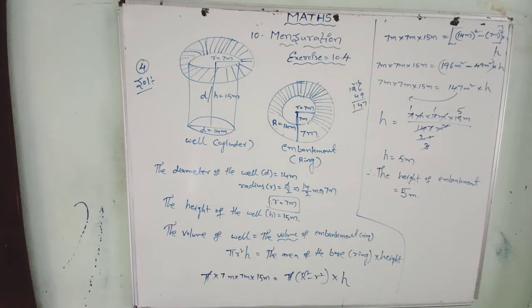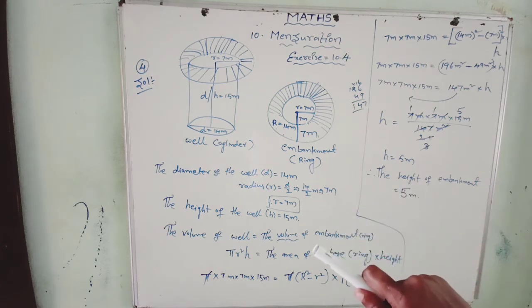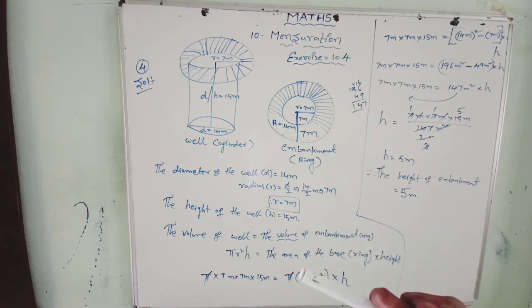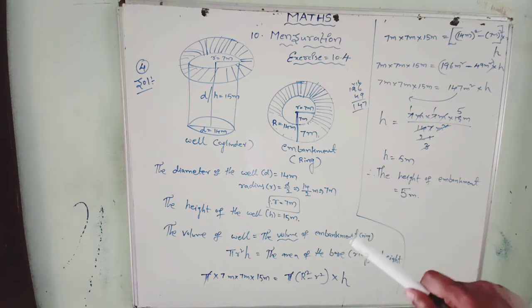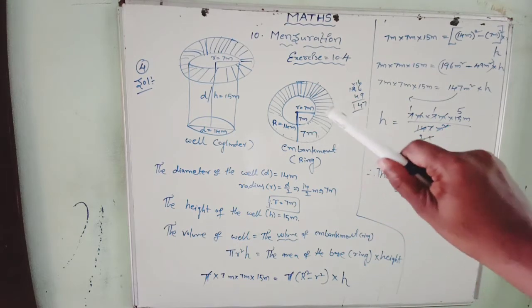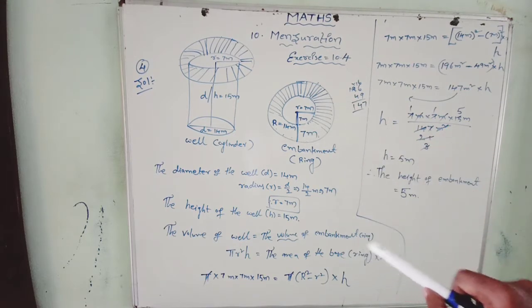Only, you just need to remember the formula here, the volume of the embankment. Volume formula is actually the basic formula: area of the base into height. Area of the base into height is the volume formula we learned in the starting introduction. Area of the base means what shape is the base in; here it is a ring shape. So area of the ring into height, that's fine.